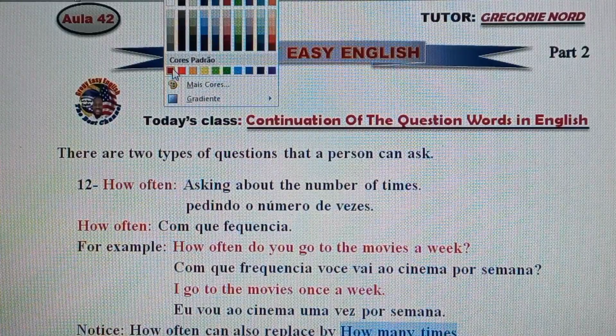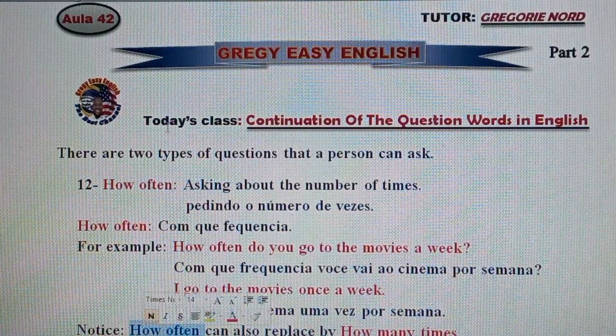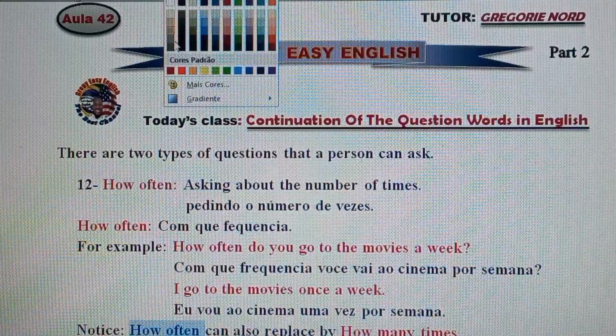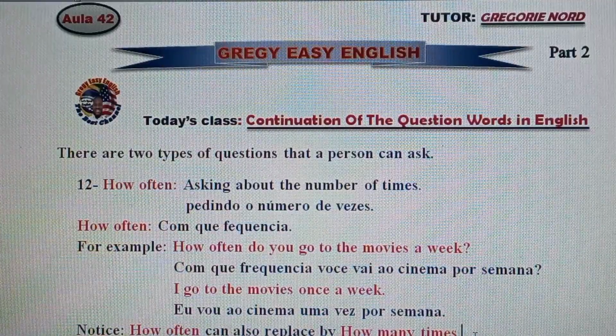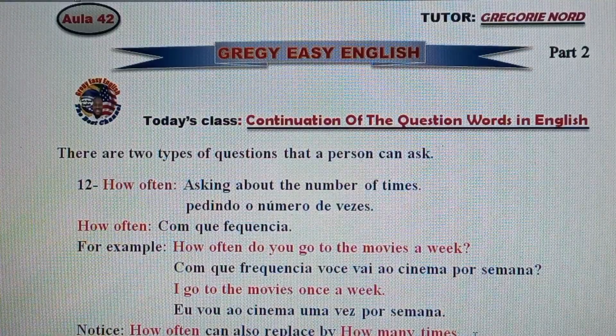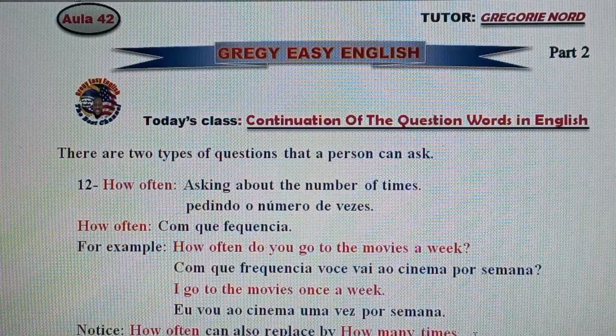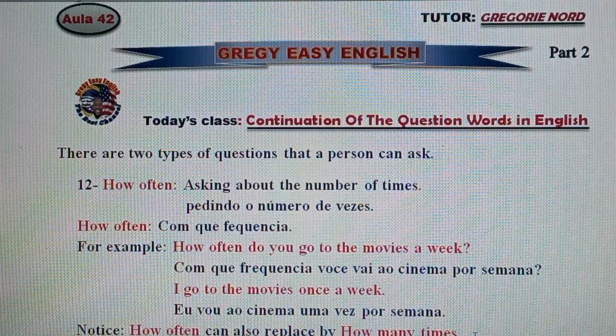How often can also be replaced by how many times. Significa o quê? Significa, pessoal, você pode falar how often ou how many times. Quando você falar how often, você fala how many times. Quando você fala how many times, você fala how often.